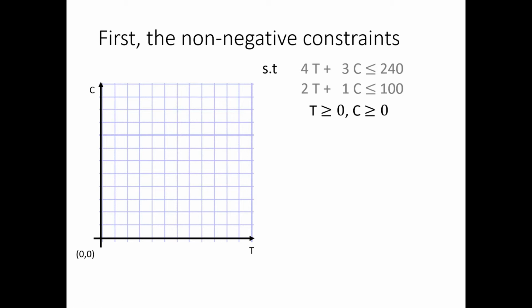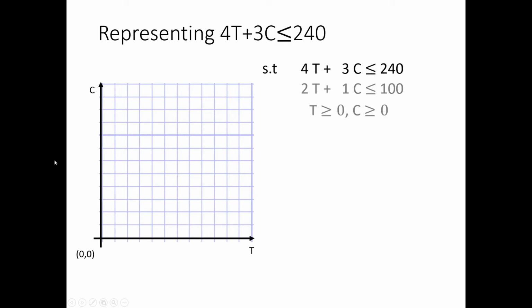So let me start by drawing the two axes, one for t and one for c, just like here. By having these two axes, I already captured the two non-negative constraints, since my graph only contains the first quadrant where both t and c are greater or equal to 0. Okay, next, how do I graphically represent the first constraint, 4t plus 3c less or equal to 240? Well, the less or equal to sign is troubling me, so let me temporarily change it to equal to, just like this. I know 4t plus 3c equal to 240.